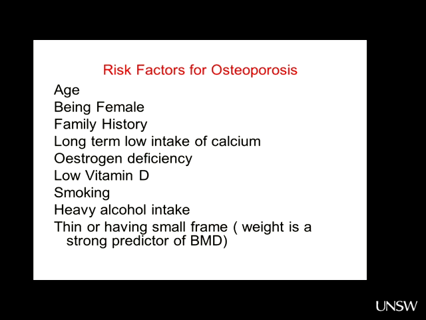So some of the other risk factors for osteoporosis are age, being female, and that's largely due to menopause, because after the menopause, estrogen drops so precipitously, and estrogen is one of the receptors on osteoclasts. That's the main time where osteoporosis starts. Also, a long-term low intake of calcium, which is hard to measure because we only can go on people's reported diets. Estrogen deficiency, so if people have low weight, anorexia, miss their periods, they have a high risk for estrogen deficiency. Low vitamin D, smoking, heavy alcohol intake, and being thin or having a small frame.